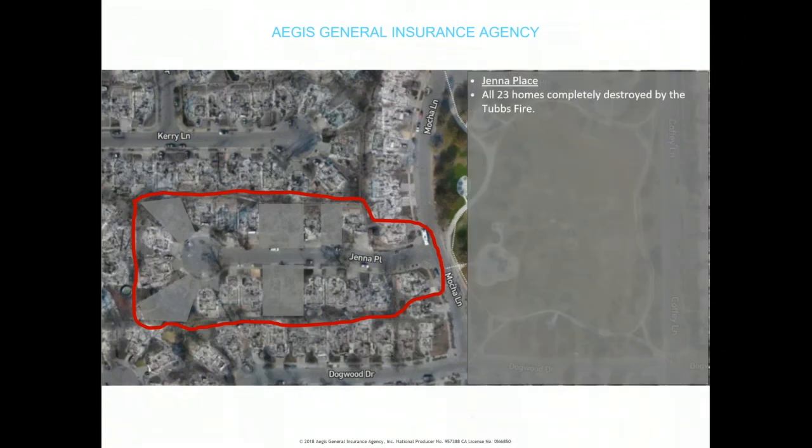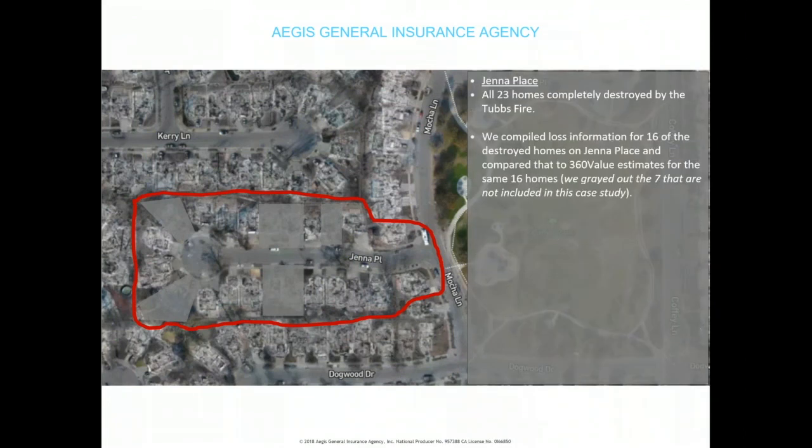All 23 homes in that cul-de-sac, and as you can see, in fact, all the homes around it were completely destroyed by the fire. We were able to go back and get loss data through our carrier for 16 of the homes, and you can see I kind of grayed out a couple of the homes that we don't have loss data, so those are part of our study. And then what we did is we said, well, let's look at providing a quote, essentially, on those homes using all of the default settings in both 360 value as well as the default settings in our quoting platform.